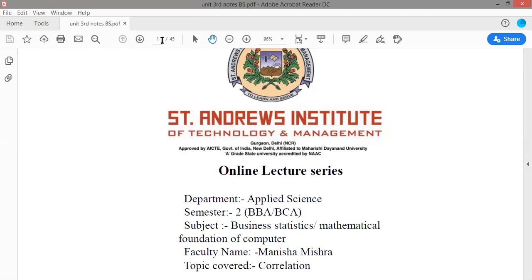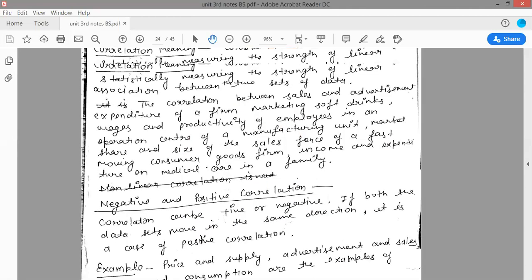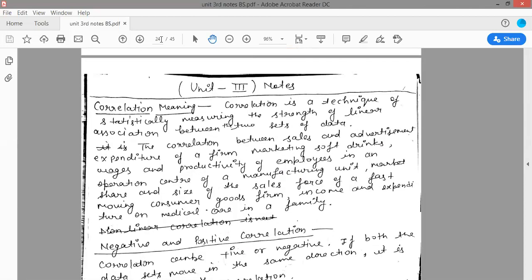In correlation, I will discuss the definition and types of correlation, and methods of studying correlation. So first, what is the definition of correlation? Basically, correlation means a relationship between two elements, two variables. That means correlation is a mutual relationship or connection between two or more things.